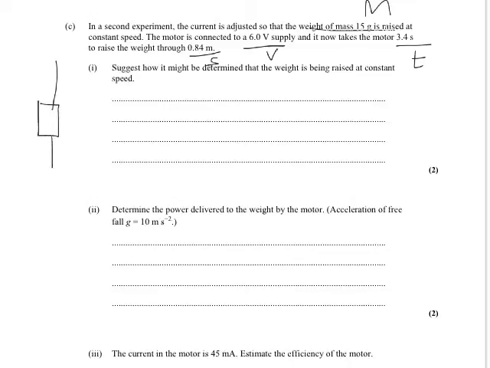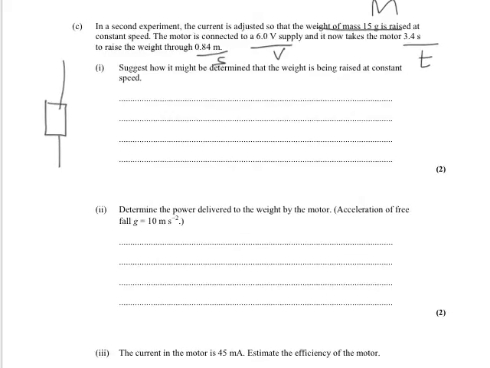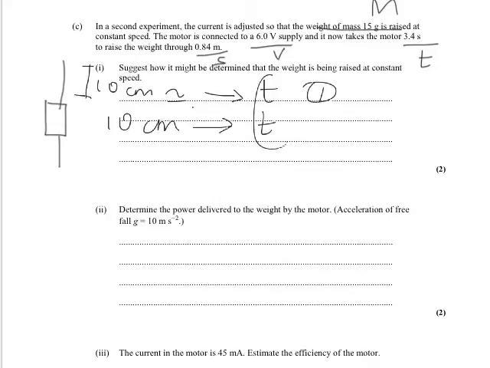For this to be at a constant speed, the best thing to do would be to measure out successive distances. The mark scheme says any 10 centimetres or something similar, but measure those 10 centimetre distances. How long does it take the weight to cover those 10 centimetres once, and then to do it again for the next 10 centimetres? That time should coincide if the object's moving at a constant speed.